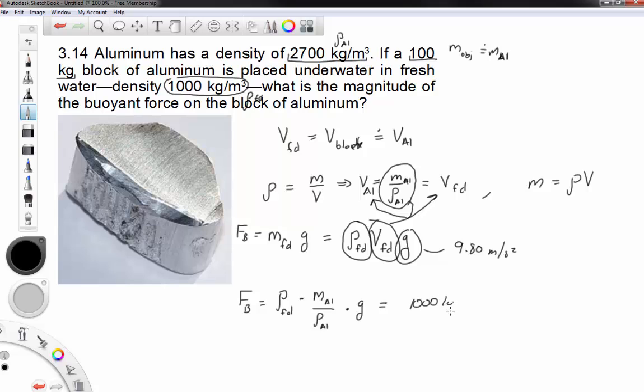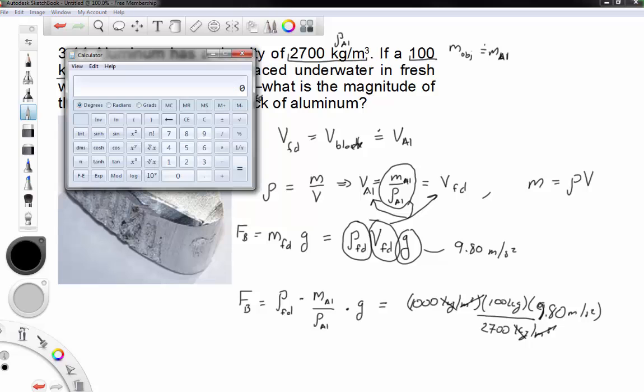So this gives us 1,000 kilograms per meter cubed times 100 kilograms times 9.8 meters per second squared divided by 2,700 kilograms per meter cubed. And if you want to check units, you'll notice there's a kilograms here, there's a kilograms here, there's a per meter cubed here, there's a per meter cubed here. So we're left with kilograms, meters per second squared. That gives us newtons, so that's good.